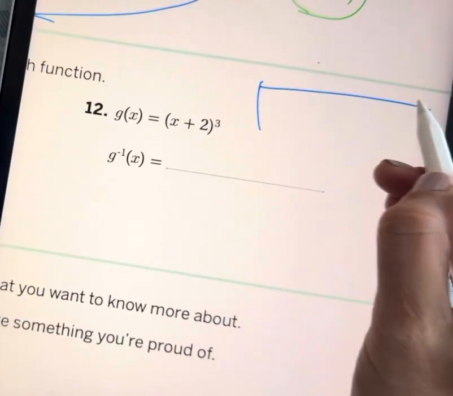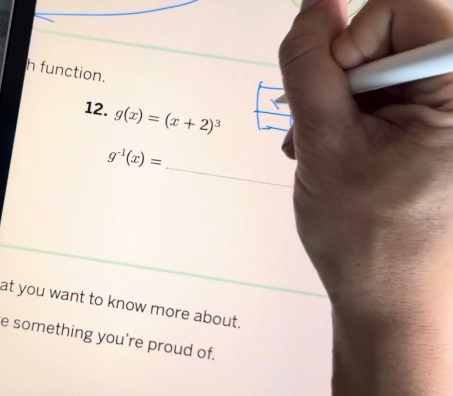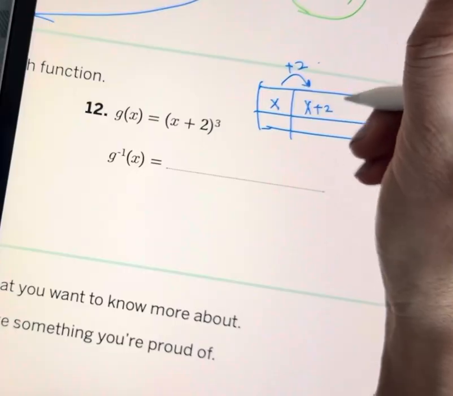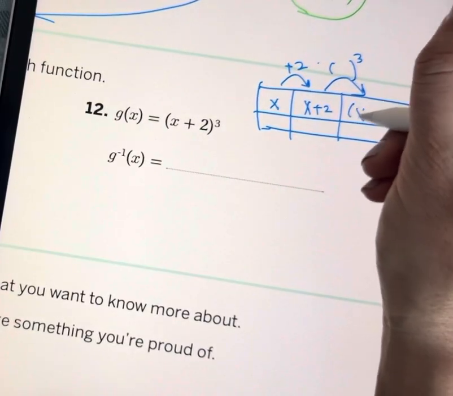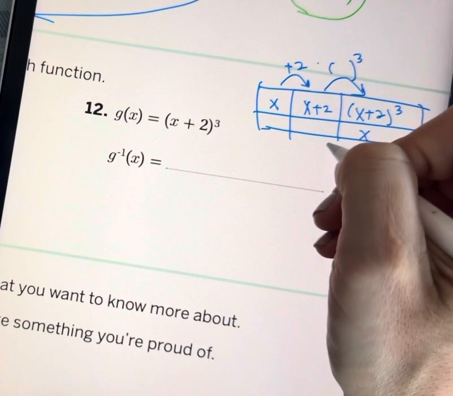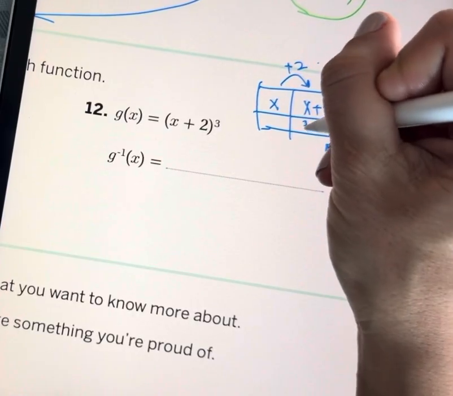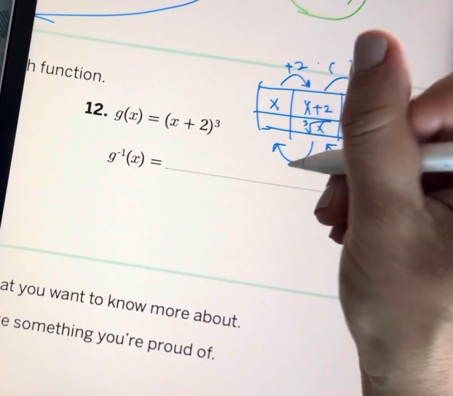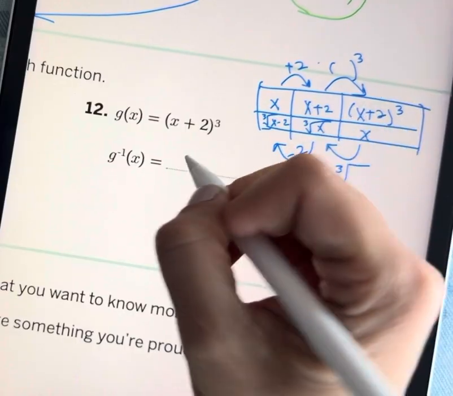And now let's do it here. Okay? We're going to start with x. What's the first thing happening to x? Plus 2. And then what's happening to x plus 2? It's cubed. Now let's start with x here and go in reverse order. Cube root. Cube root of x. Opposite of plus 2, minus 2. Cube root of x minus 2.